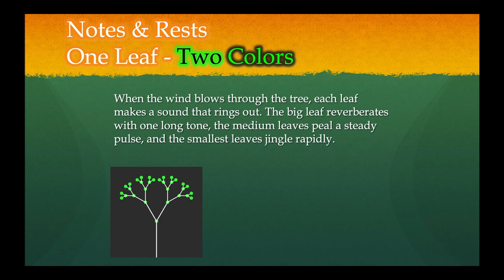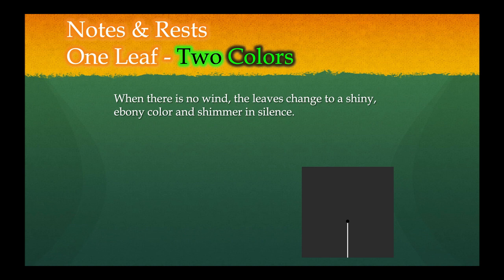The big leaf reverberates with one long tone. The medium leaves peal a steady pulse, and the smallest leaves jingle rapidly. When there is no wind, the leaves change to a shiny ebony color and shimmer in silence.